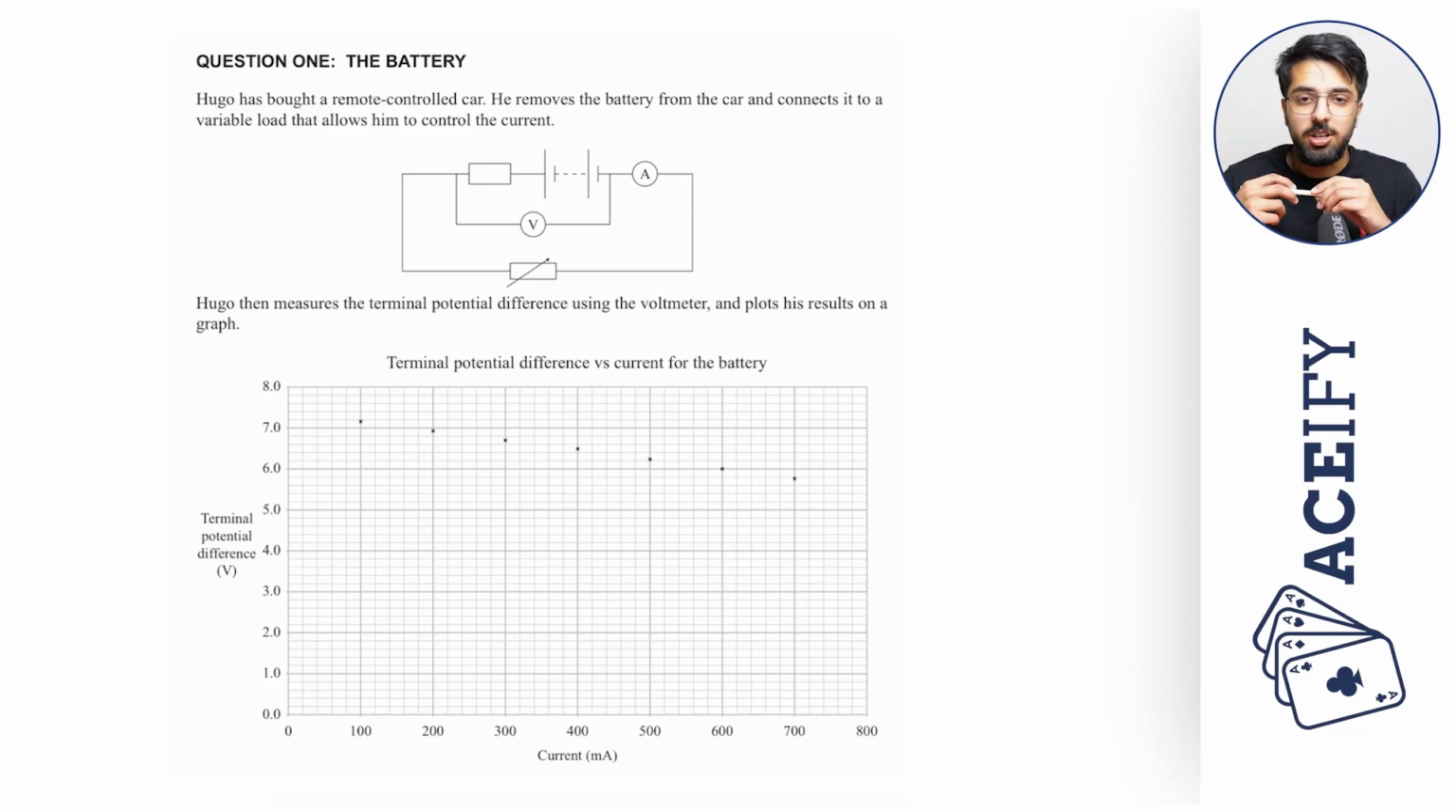Alright, in this video we'll be going through the first question of the 2012 past paper. I thought this was a pretty good question that applies internal resistance, so we can go through it today. So it says that Hugo has bought a remote controlled car.